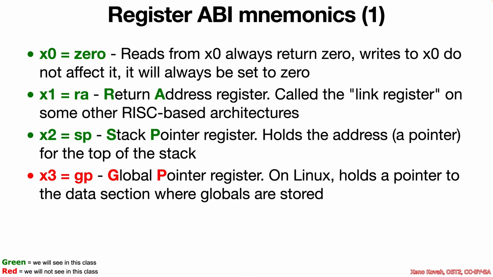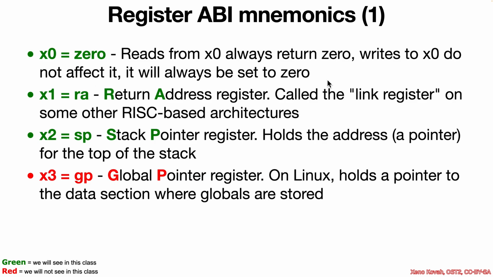So we're going to use this sort of coloring convention where if you see something in green, that means we're going to actually see it in this class. And if you see something in red, that means we're not going to see it in this class. So first of all, the X0 or zero register. If you read from the X0 register, you're always going to get a 0. This is basically a register which is hard-coded to 0. Consequently, if you write to the X0 register, it doesn't do anything because the register is hard-coded to 0. It's always set to 0.